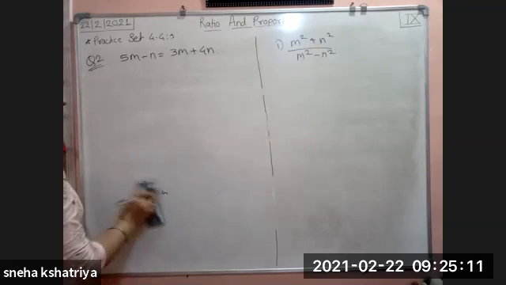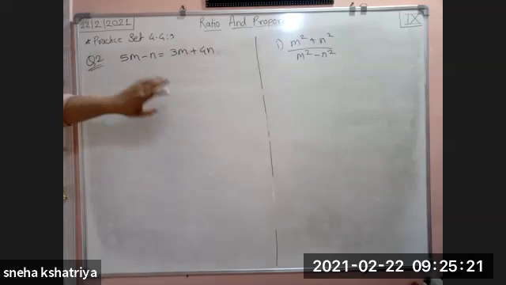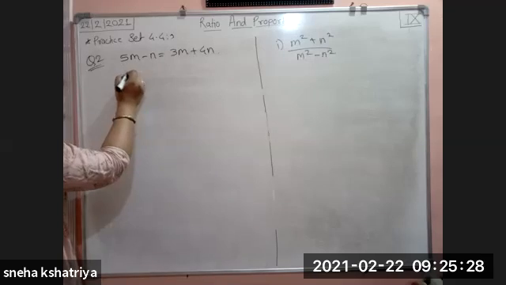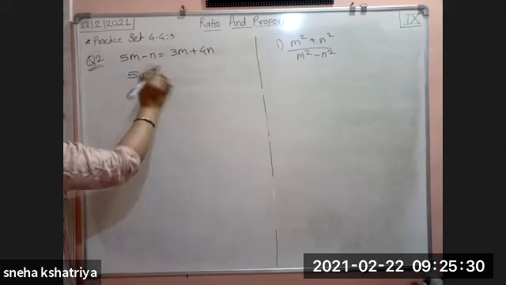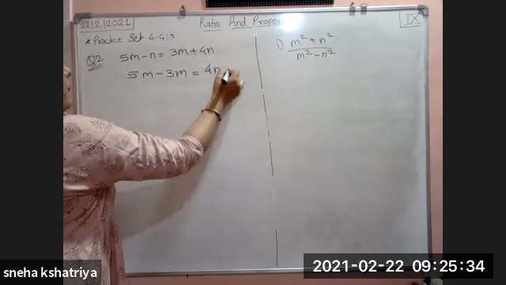We will get the value. So first we have to solve for m upon n. For that we have given this expression: 5m minus n is equal to 3m plus 4n. M terms on one side, n terms on another side, and solve, we will get the values of m and n. 5m minus 3m, which is equal to 4n plus n.